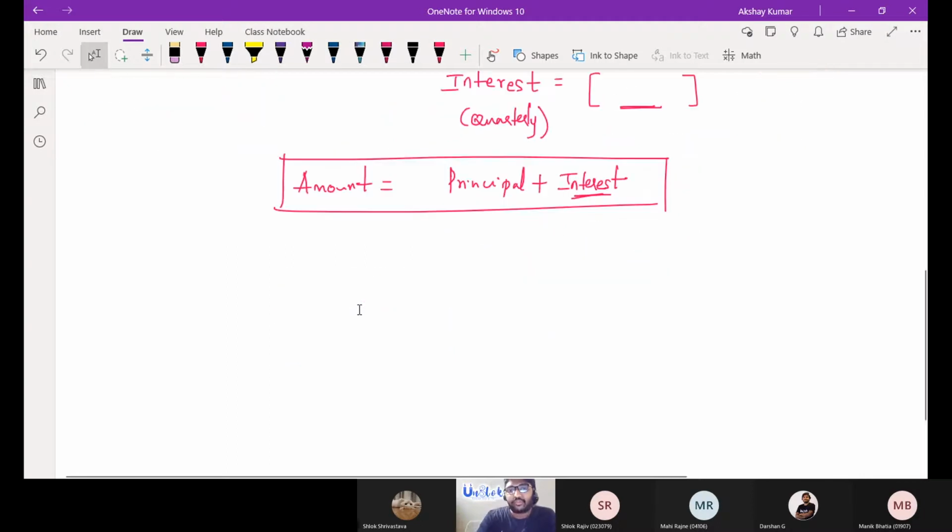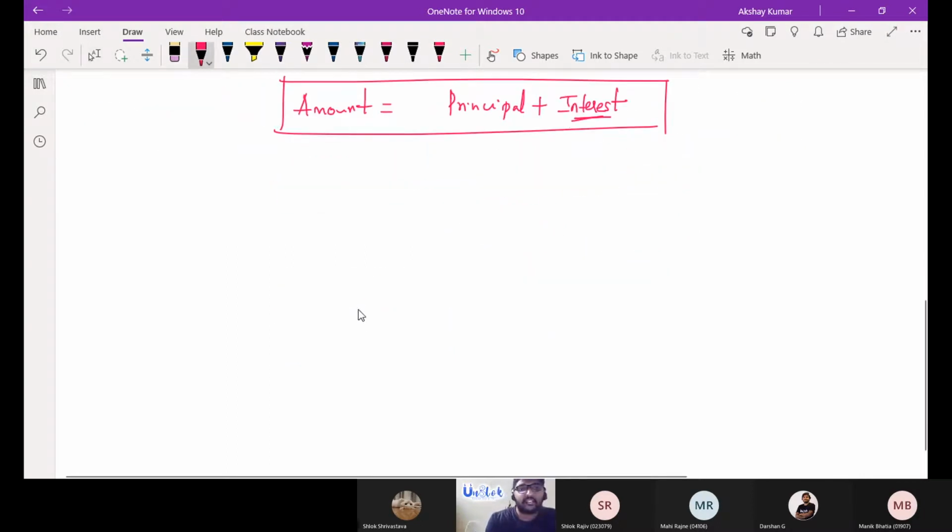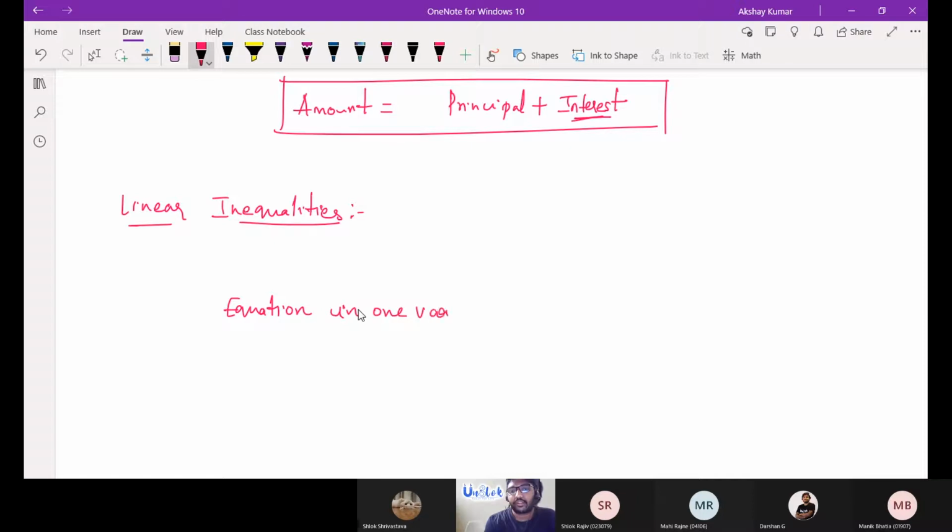Now we'll go to the next chapter, which is linear inequalities. You have studied solving equations in one variable. I think probably in 8th standard itself you would have studied how to solve an equation in one variable. Right? You have studied that.